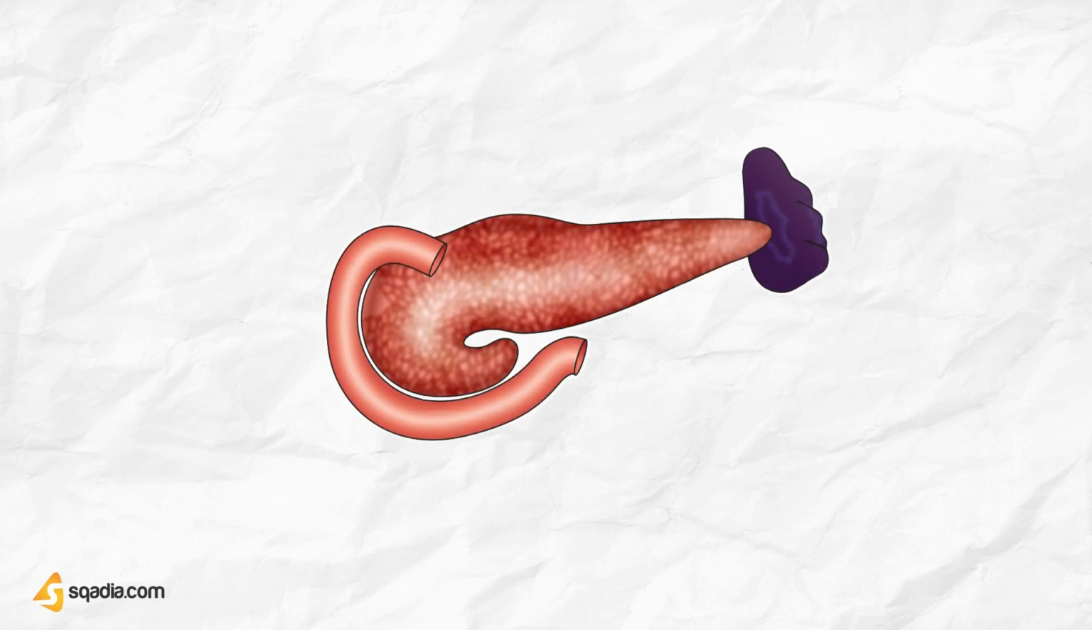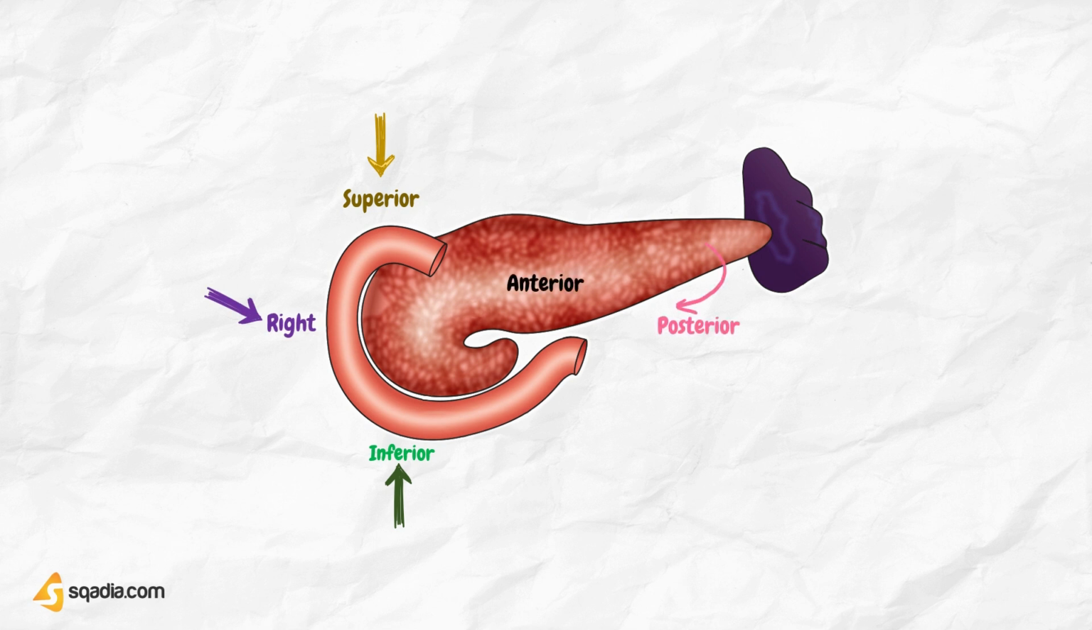In this section, we will talk about the external features and relations of pancreas. So, starting from head of pancreas. The head has three borders: superior, inferior, and right lateral, two surfaces, anterior and posterior, and one process called the uncinate process, which projects from the lower and left part of the head towards the left.